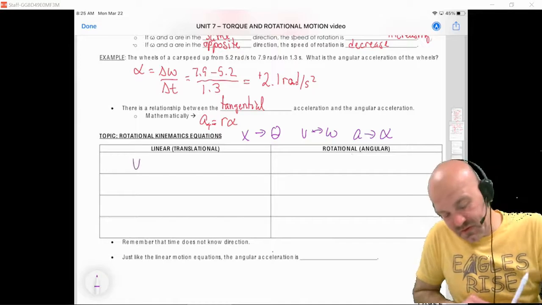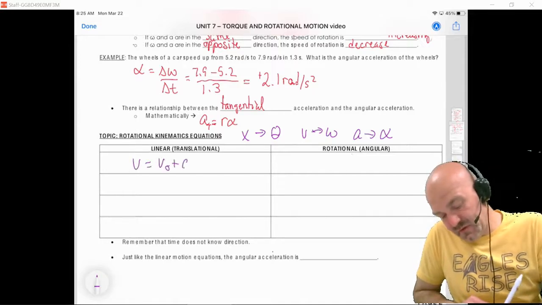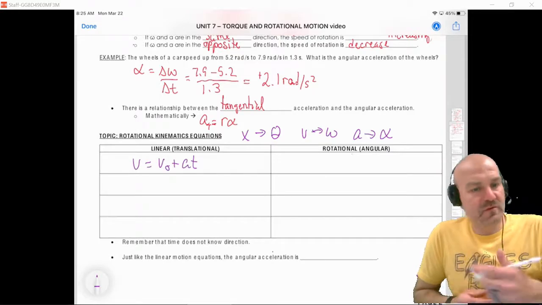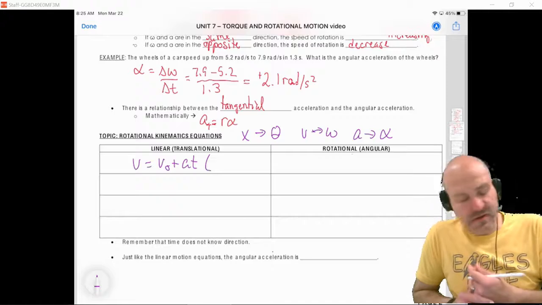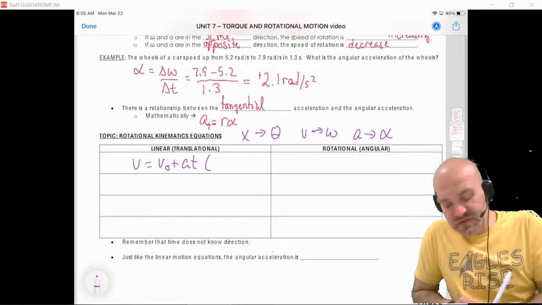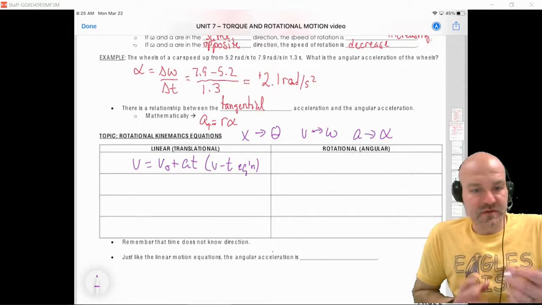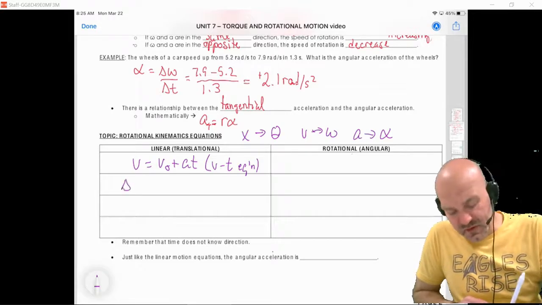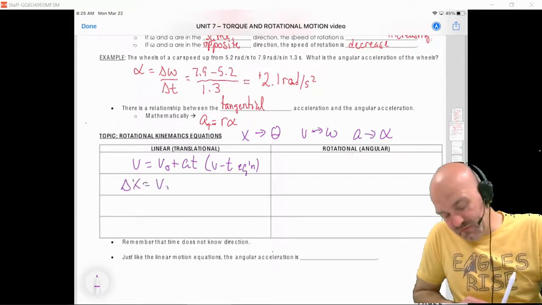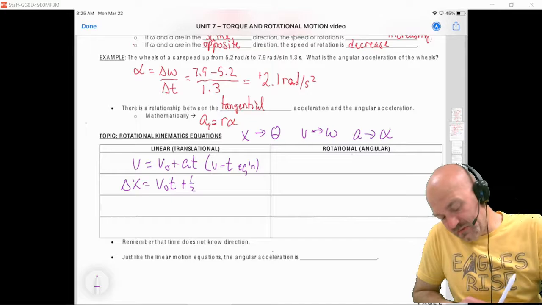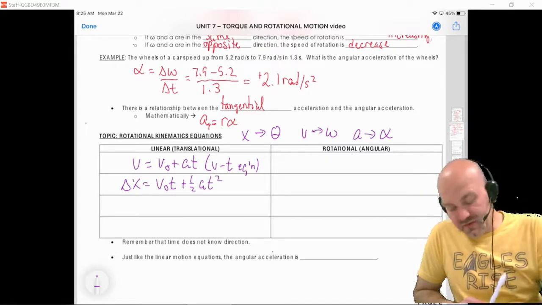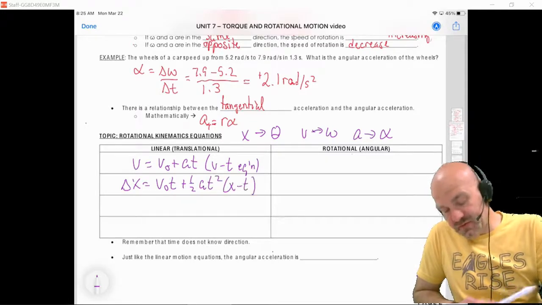So here are the equations. You've got v equals v0 plus at. It's also a good way to review the equations. Remember, this is the v-t graph equation, right? And so it's a line. And then we have delta x equals v0 t plus 1/2 a t squared. This is the position-time graph equation.